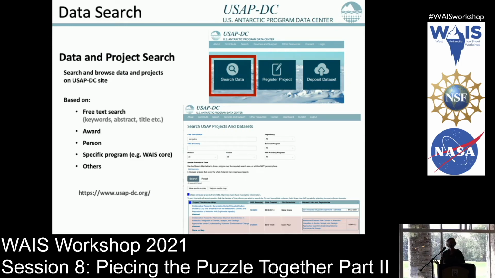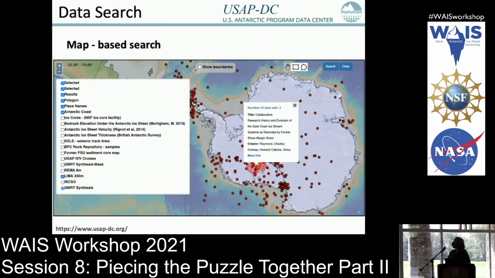We've got different ways of searching for data here. It can be text-based, it can be location-based. This is a way of filtering through the different programs that fund projects, and you can search for specific regions or overlay different data sets to work out exactly what you're looking for.